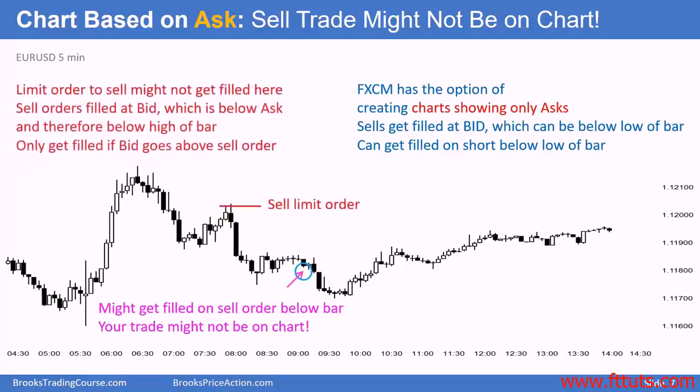And likewise, right here, let's say you place a limit order to sell, and the bar goes a little bit above your limit order. If that was a stock chart or a futures chart, you'd get filled. Your short order would be filled. However, sell orders are filled at the bid, which is below the ask, and therefore below the high of the bar. And you only get filled if the bid goes above the sell order. That's just something you have to deal with when you're trading with Forex markets, especially if you're a scalper where every little pip matters.